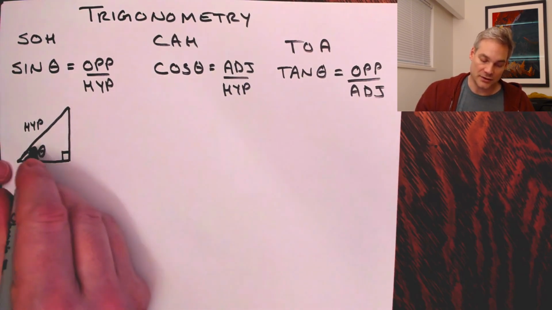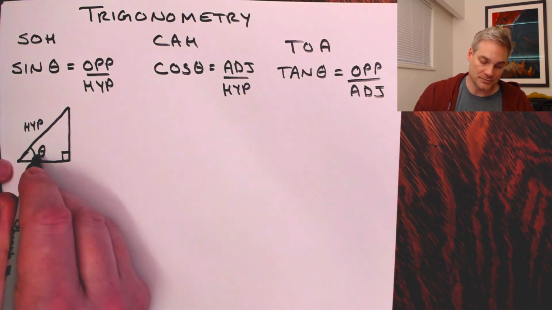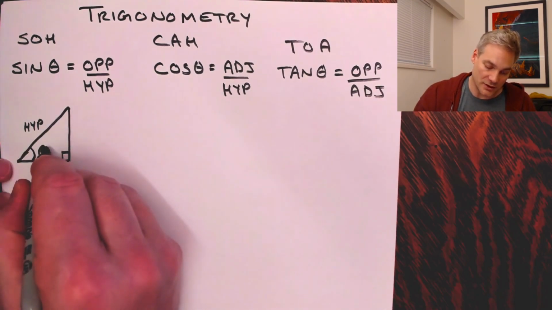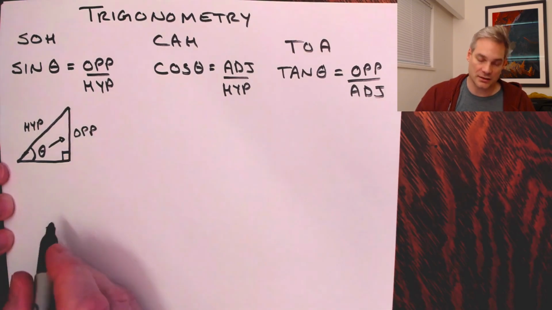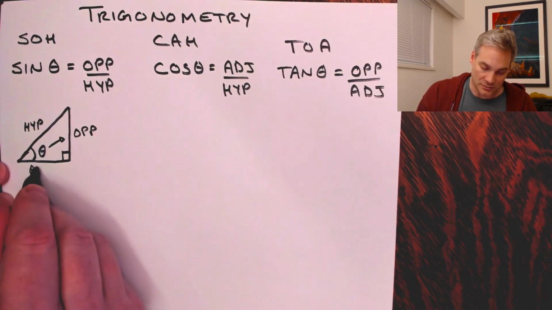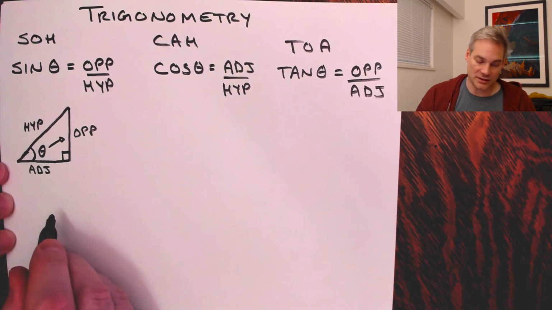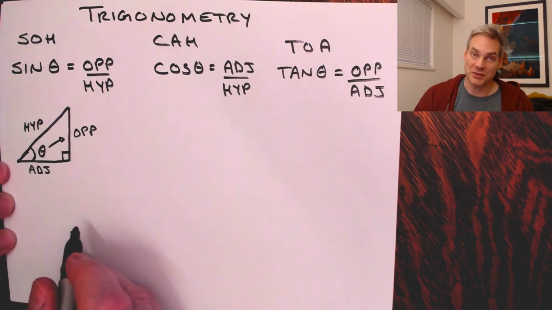So now I have my angle chosen, theta, and this is the opposite. That is the opposite side to my angle. And beside it is the adjacent side. So adjacent just means beside.